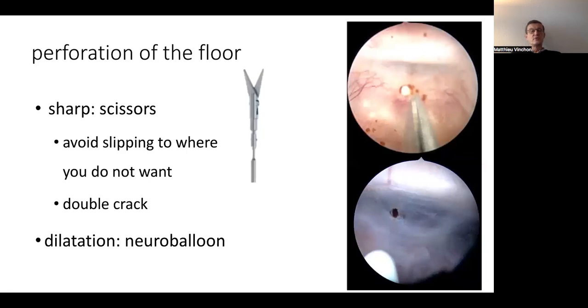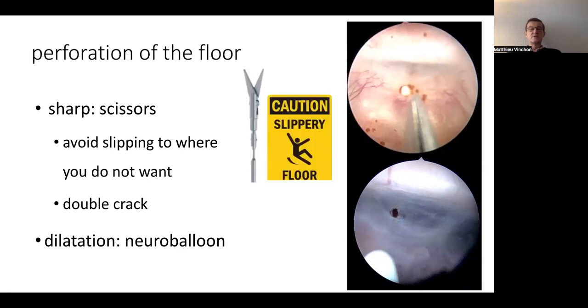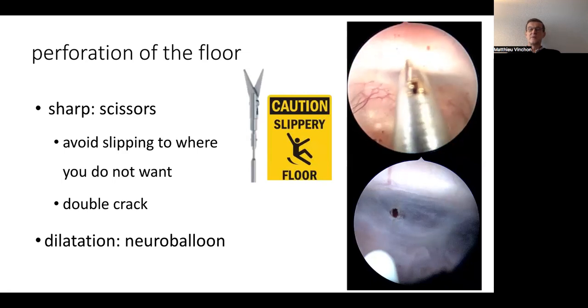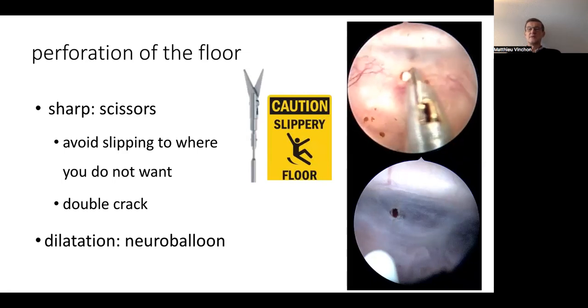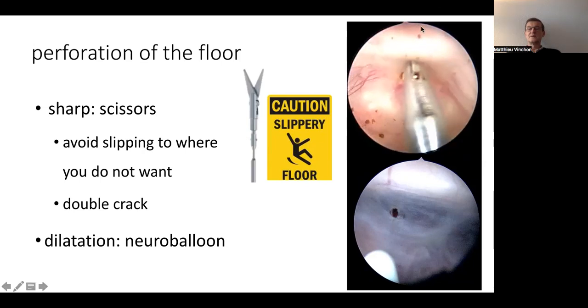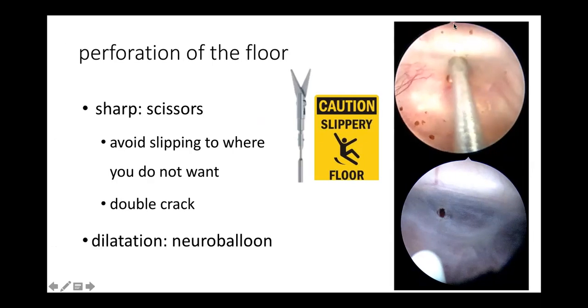So how do you perforate the floor? I have a marked preference for scissors and a sharp perforation because it avoids slipping to where you do not want to go, and it allows you to choose exactly the point where you do the perforation. You see here on this video, you can palpate the dorsum sellae, and here you can place the scissors exactly where you want to go.